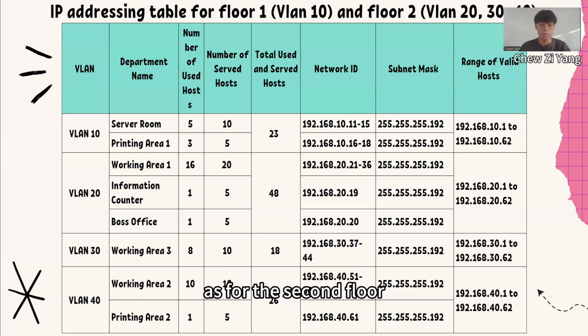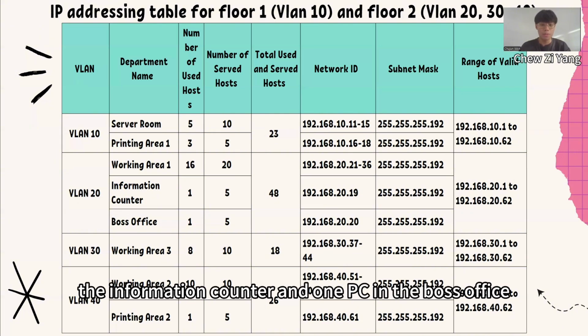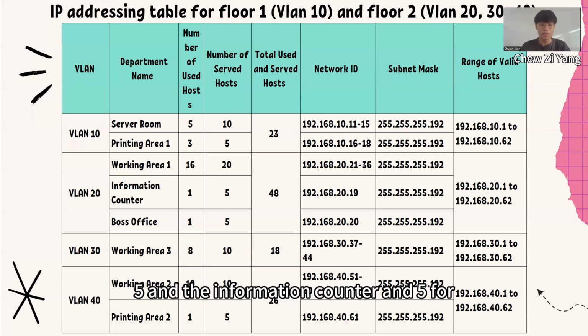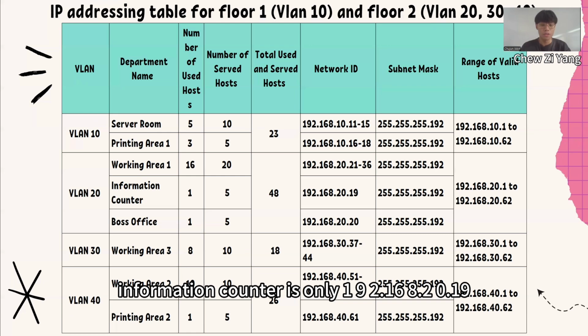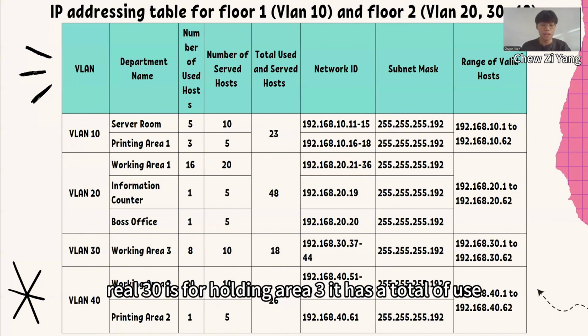192.168.10.62. As for the second floor, there are 48 total used and reserved hosts in VLAN 20. There are 18 hosts used, which include 16 PCs in working area 1, 1 PC at the information counter, and 1 PC in the boss office. In total, there are 30 reserved hosts for extra use, 20 in working area 1, 5 at the information counter, and 5 for the boss office. The network ID used for working area 1 is 192.168.20.21-36. The information counter is only 192.168.20.19, and the boss office is 192.168.20.20. The range of valid hosts in VLAN 20 is from 192.168.20.1 to 192.168.20.62.